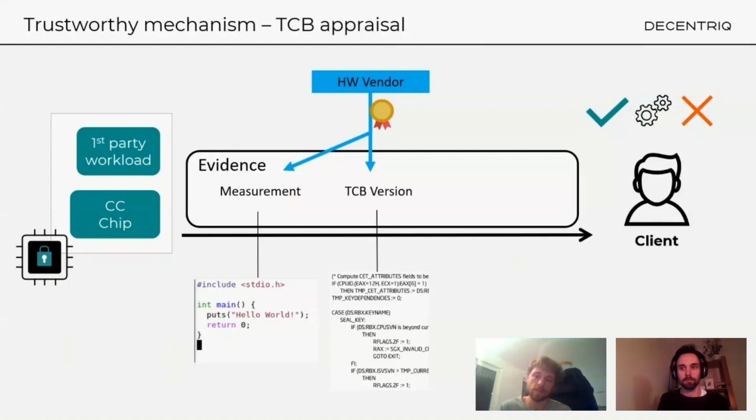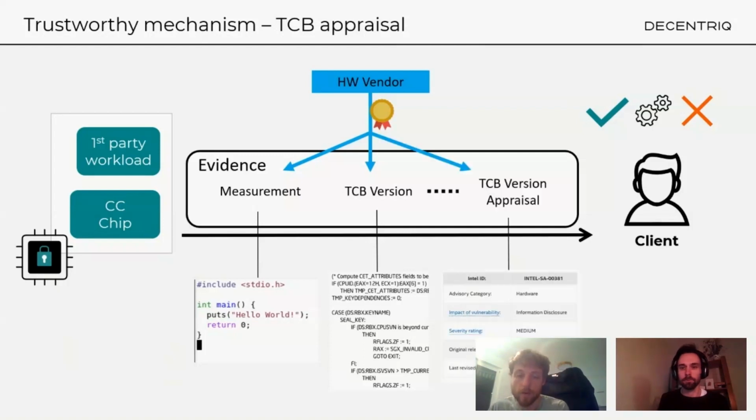However, we have a similar issue as we have with the measurement. If you're just looking at a version number, or in the case of SGX, for example, you're looking at CPU SVN, which is an opaque blob that represents some kind of versioning scheme, we cannot discern what that actually means. So we also need a third component, which is some kind of appraisal of this version. What does appraisal mean? This is an evaluation of whether the specific TCB version that we're talking with is secure or not. Are there any known vulnerabilities?